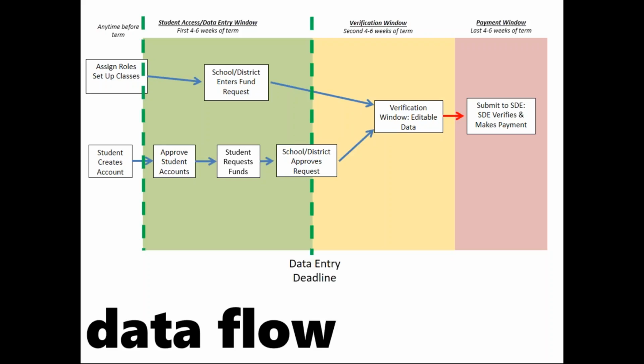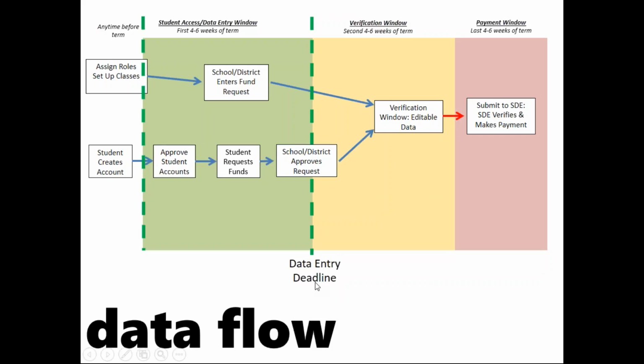Now, a couple of deadlines to keep in mind. The data entry deadline is the one that happens early in the semester, again, after 4 to 6 weeks. This last semester, it was on September 30th, and in the spring semester, it's going to be February 24th. So you want all the data entered for your school district by this data entry deadline.